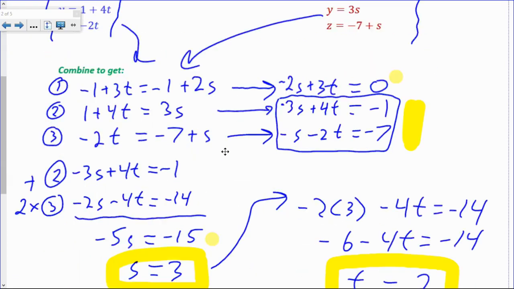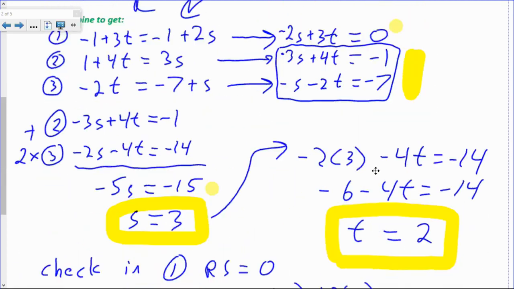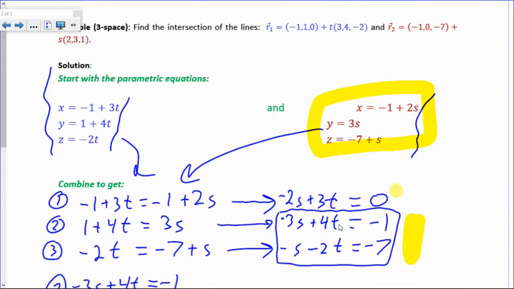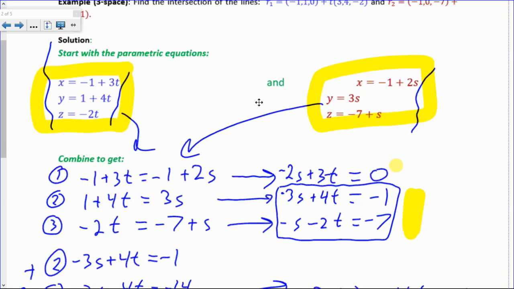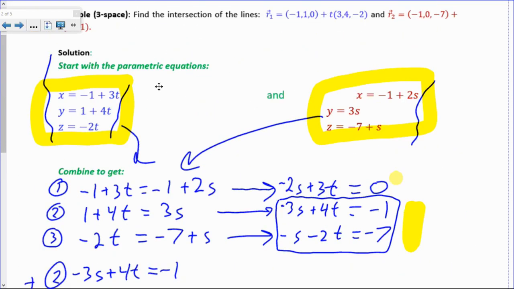Sorry, if you put s equals 3 into this set of equations here, you're going to get x, y, and z. You'll get the same x, y, and z as you plug in t equals 2 into the 3 equations here. So why don't you go ahead and plug those two parameters, s and t, into either set of parametric equations and see what you get. I'll do the same thing, and you'll be able to check your answer that way.